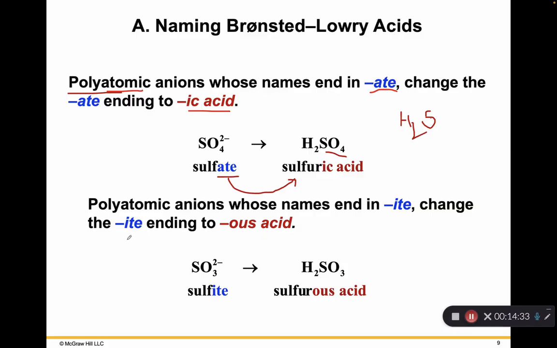That's all. Next, if we have a polyatomic anion whose name ends in "ite," then change that "ite" into "ous" acid. So if we have something like H2SO3, when you break this one it becomes two H plus and SO3 2 minus, right? Sulfite, then the corresponding acid is sulfurous acid. "Ate" becomes "ic," "ite" becomes "ous."